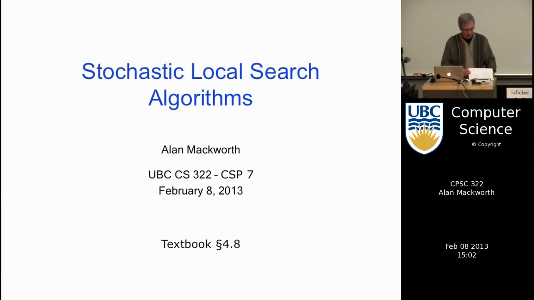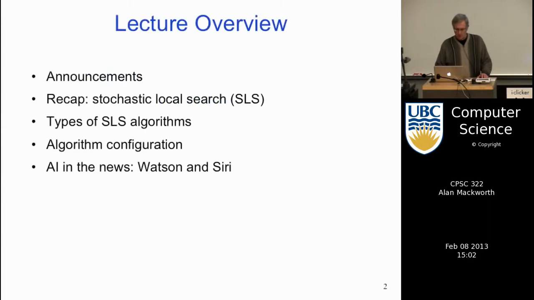So today we're finishing stochastic local search algorithms, and then we'll start planning on Wednesday, having had a break for Family Day. This is the overview, a couple of announcements. We're going to do a recap on stochastic local search, and talk about various types of stochastic local search algorithms. There are many, many types, and many, many hybrids of types, so it gets confusing.